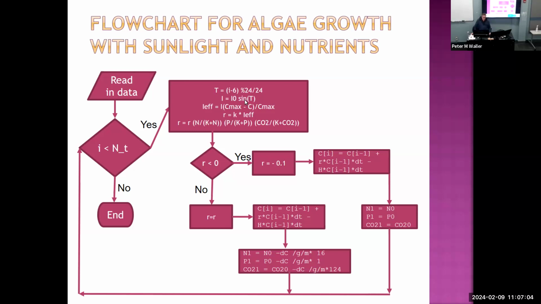Then we're going to use a sine curve based on that time of day in order to calculate the sunlight intensity at any time. And then we're going to calculate an effective sunlight, and that's going to be based on the concentration versus the maximum concentration. Then we're going to use a growth coefficient, conversion factor based on the light. So that's what we'll be working on this first time step.